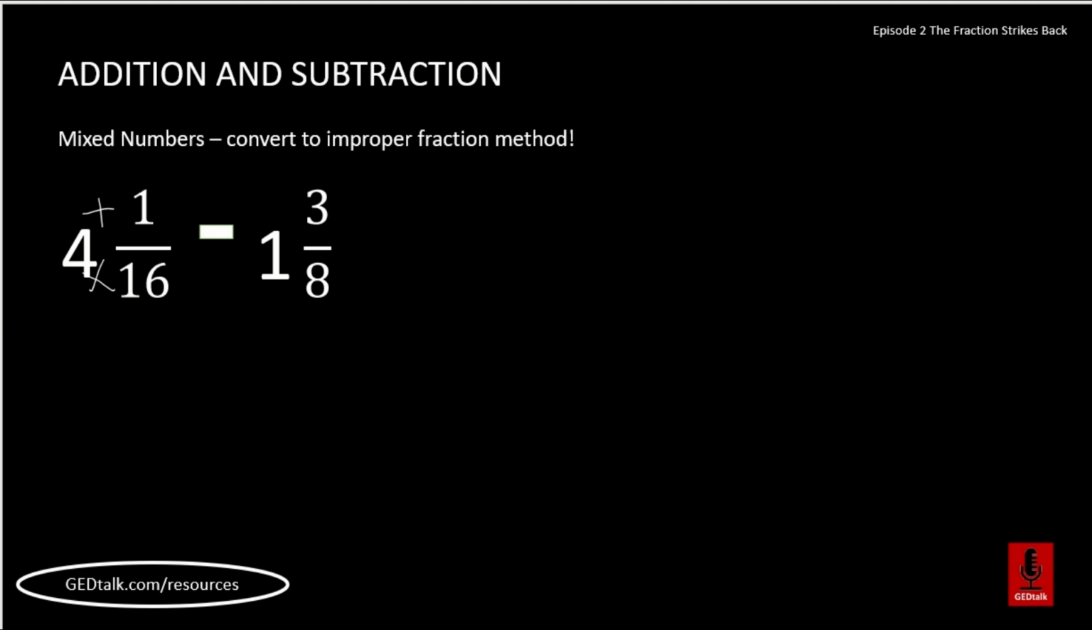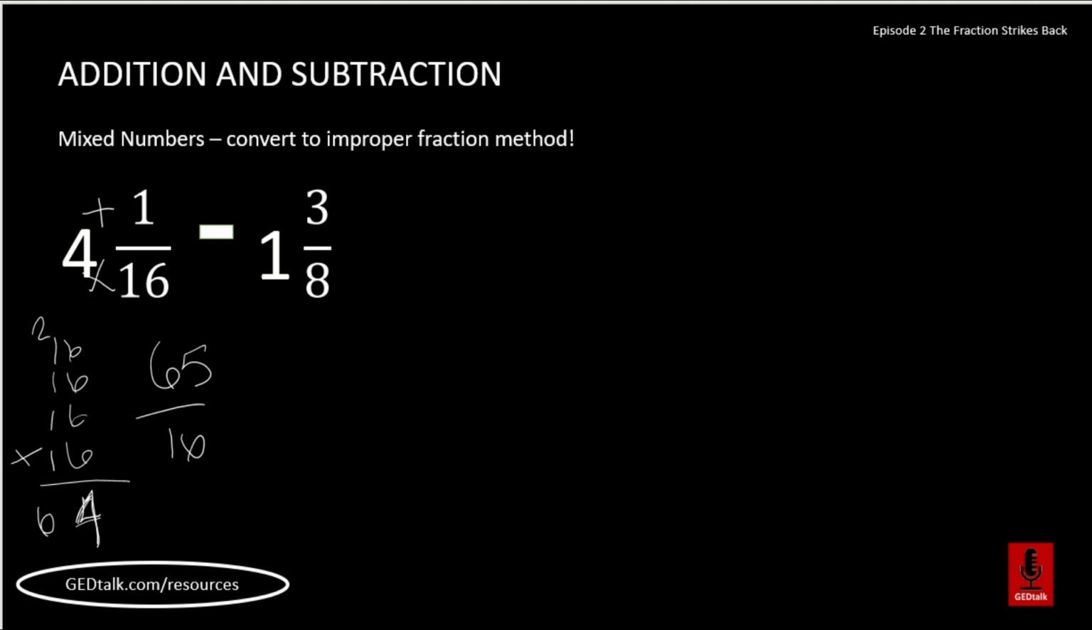So 16 times 4 is 16 plus 16 plus 16 plus 16. So 6 plus 6 is 12. 12 plus 6 is 18. 18 plus 6 is 24. So I'm going to drop off the 4, carry the 2. Then I have 2, 3, 4, 5, 6. So I have 64 plus the 1 will give me 65. And let's make this look like a 4. So I have 65 over 16.